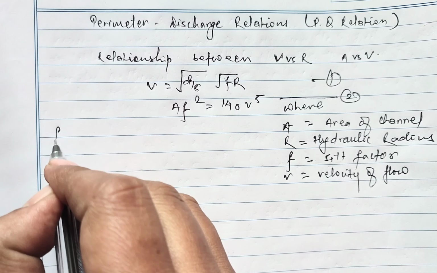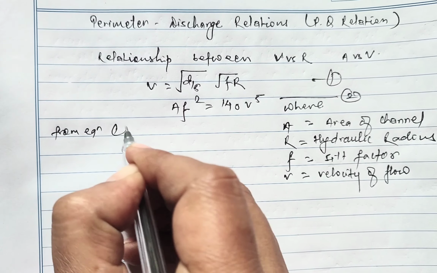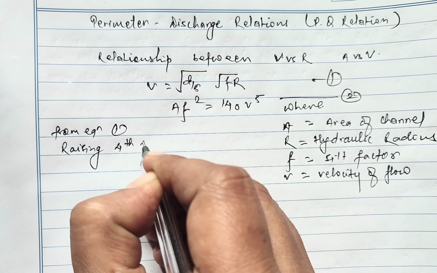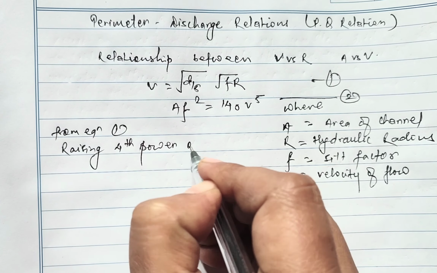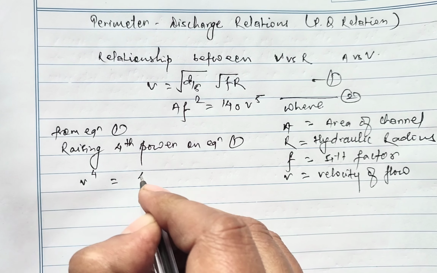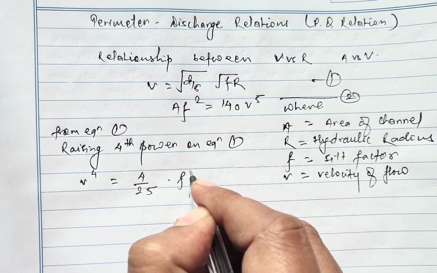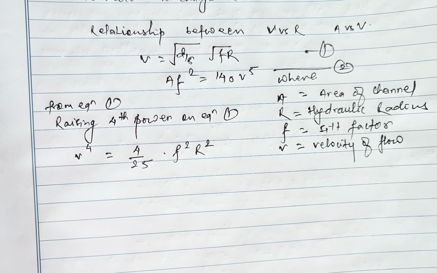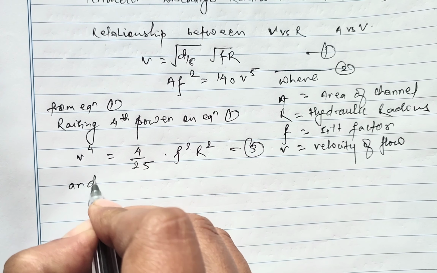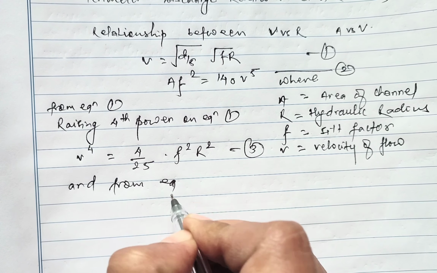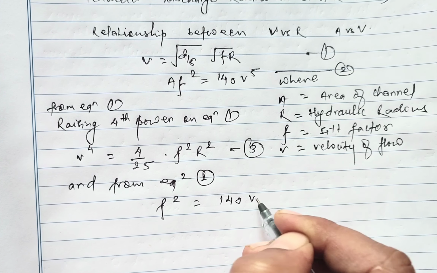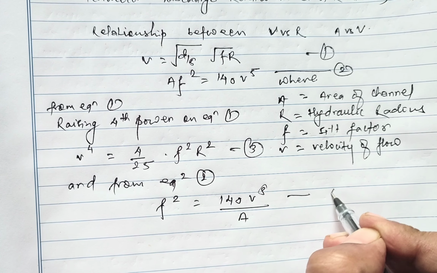So from equation 1, raising fourth power on equation 1, the equation will be formed as P power 4 equals 4 divided by 25 dot F square R square, equation 3, and from equation 2, F square equals 140 P power 5 divided by A, is equation 4.